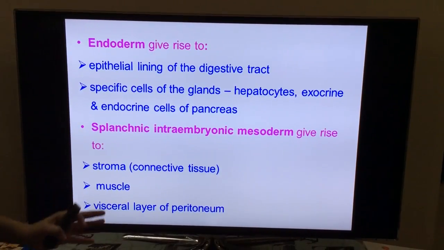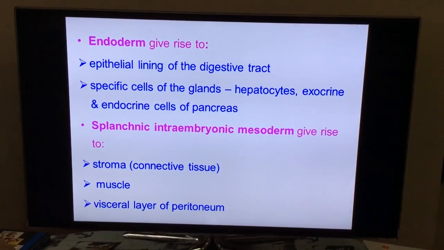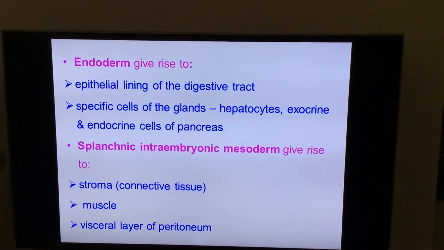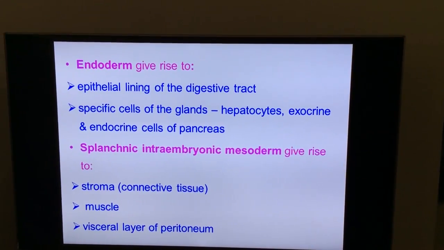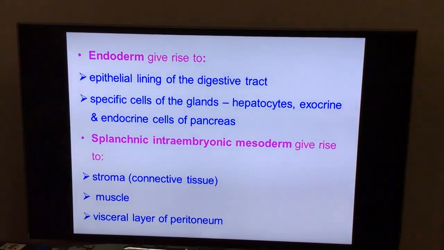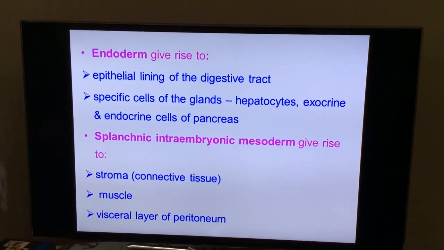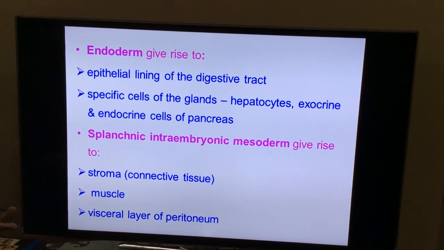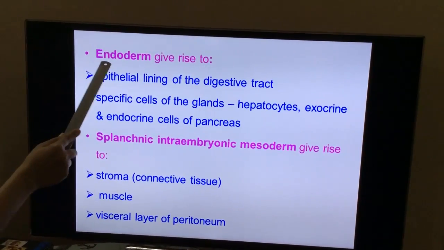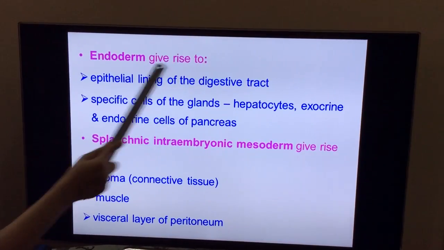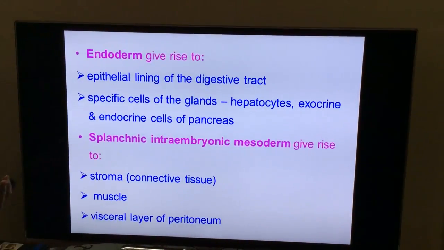So overall, the gastrointestinal tract, you have learned in histology, has different layers: the epithelial layer, then the mucosa, muscularis interna and externa, and the connective tissue, which can be serosa or adventitia. The epithelial lining is mainly derived from the endoderm. So the endoderm gives rise to the epithelial lining of the digestive tract.